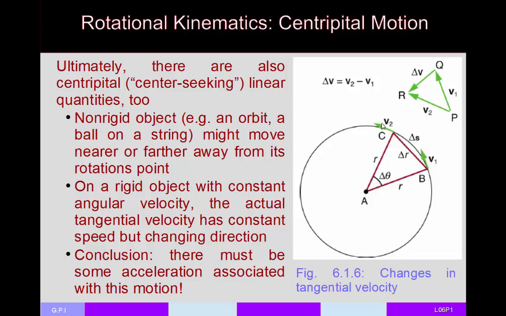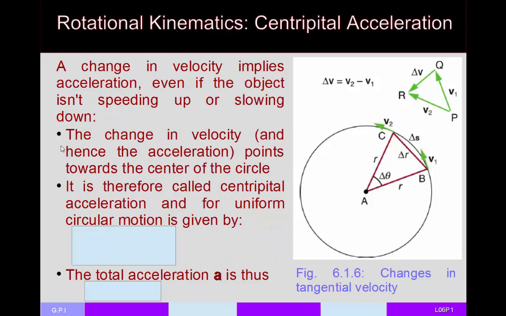That means that there is a delta V. That means that since this has happened in some amount of time, there must be some acceleration going on for this particle, because it has changed its velocity from here to here. So it underwent some sort of acceleration. We call that type of acceleration centripetal acceleration. Right? A change in velocity implies acceleration even if the object isn't speeding up or slowing down. And in this case, the change in velocity, and hence the acceleration, actually points towards the center of the circle everywhere.